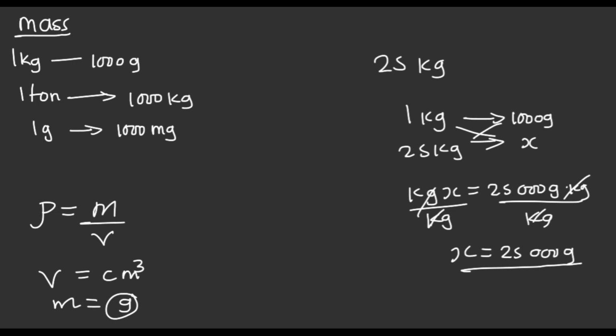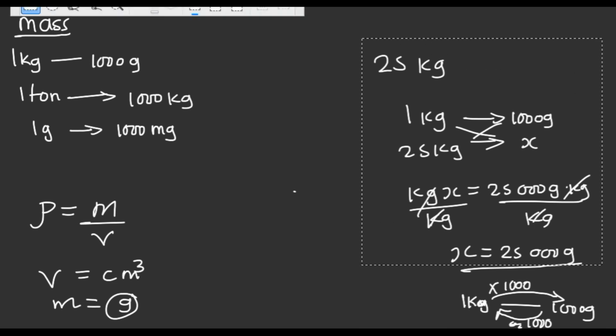the same as 25,000 in grams. So to simplify our answer, we can say 1 kilogram is equal to 1,000 grams. So if we are moving from kilograms to grams, you multiply by 1,000, then the reverse, you divide by 1,000. So that's the principle.